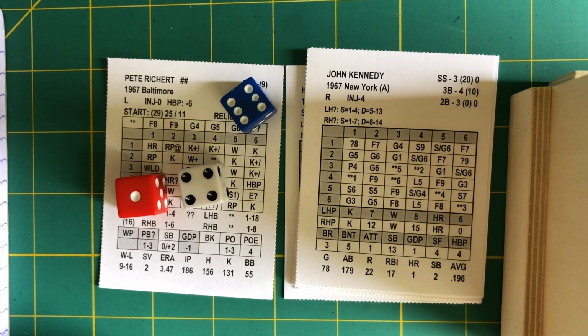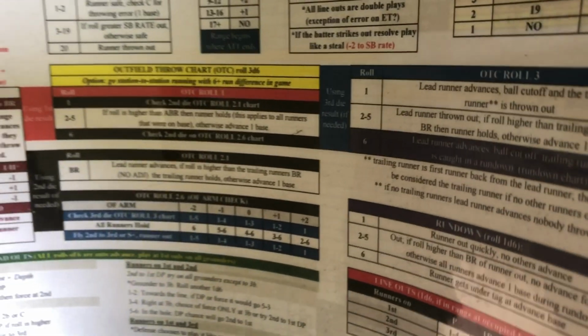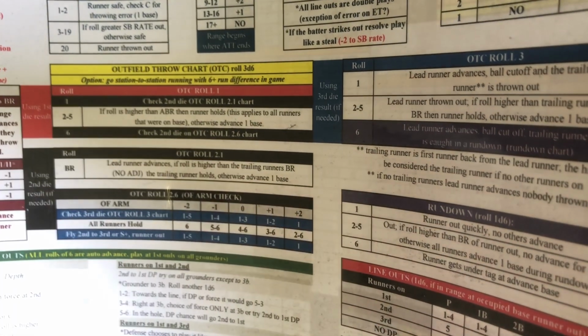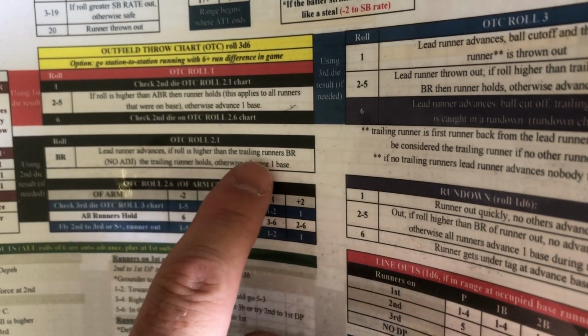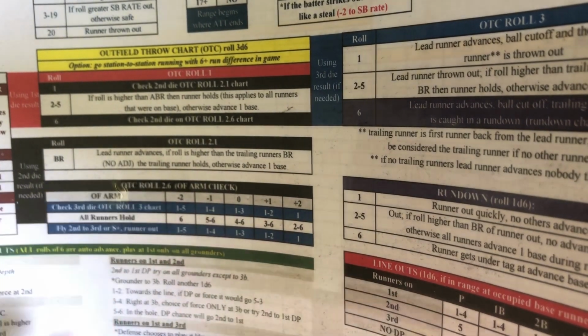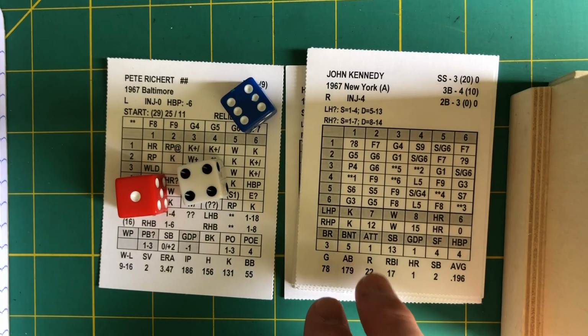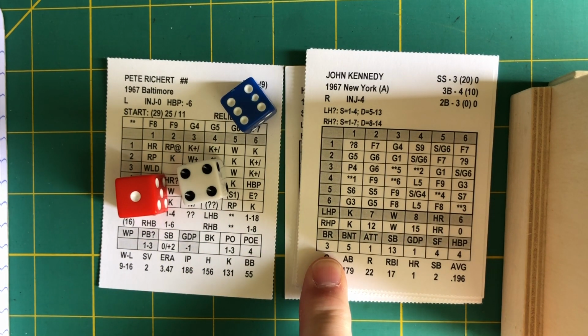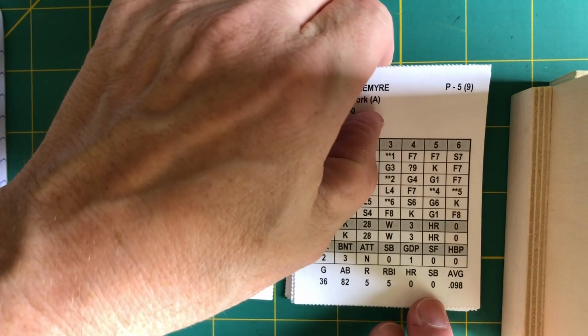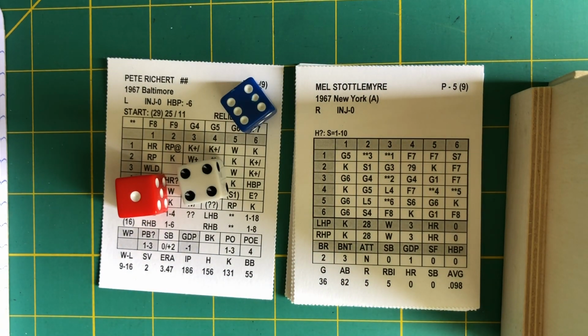So it's Yankees at the corners. Oh, wait a minute. No, I'm wrong. We have to check the second die for the chart. And the second die is our white die. That's a 4. Lead runner advances if the roll is higher than the trailing runner's BR with no adjustment. The trailing runner holds. It is higher, so he holds. So it is Yankees at the corners, Kennedy at first, Clark at third, and Stottlemyre coming to the plate. We're in the 5th. There's nobody out.